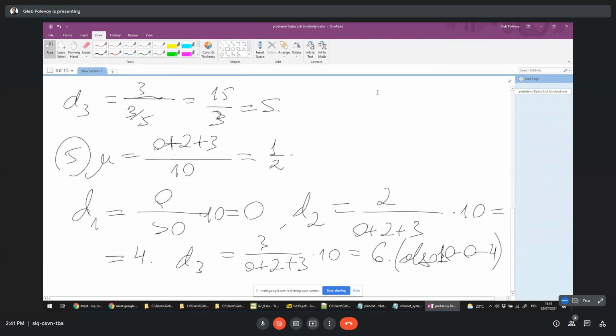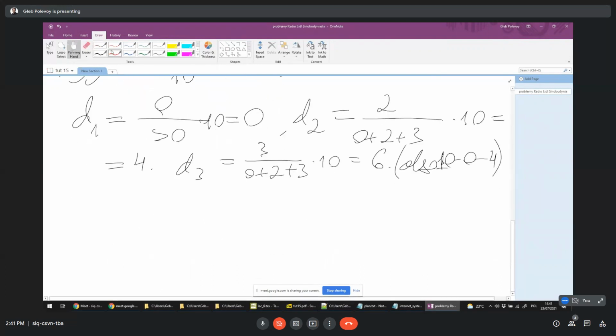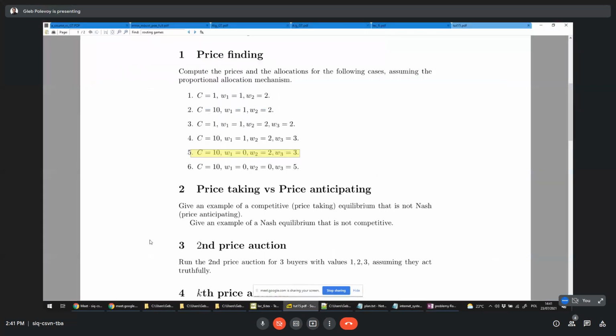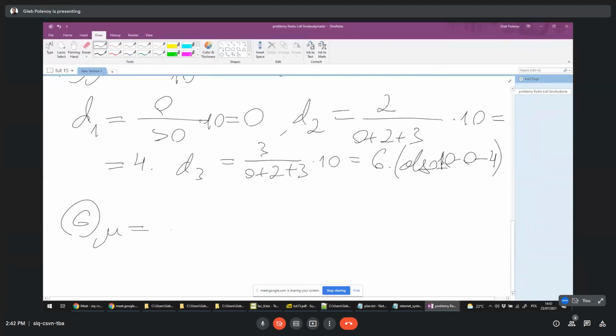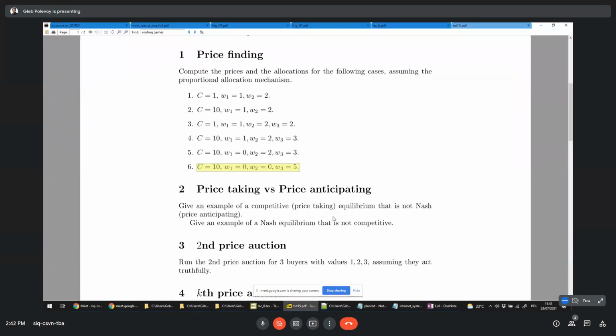Good. The last part, and then we go to the more challenging exercises. So what is the price here? The price is the sum of the bids divided by the resource, which is, how much is it? The resource is 10. Can you please repeat? I'm not sure. The resource is 10, right?